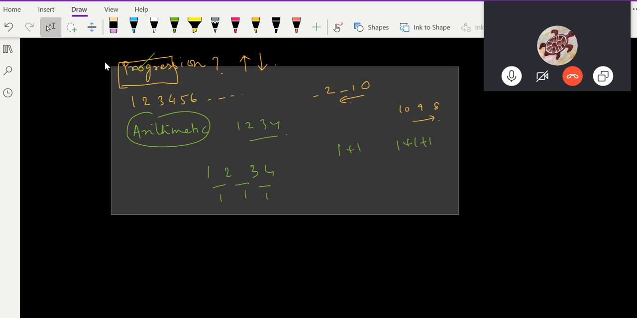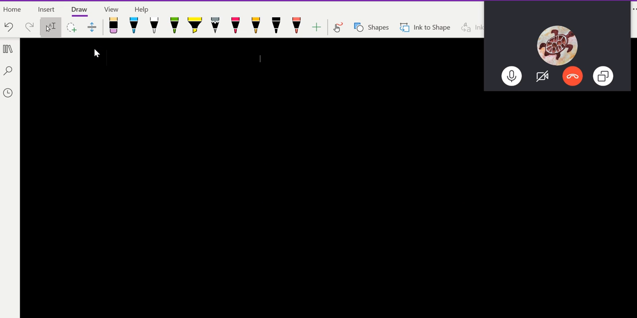Now, in general, what happens? We have a starting number. Let's say I have 1. Now I can add anything to it. I can add 1, 2, 3, 4, anything, right? So if I add 1, then it becomes 2. If I add 2, it becomes 3. If I add 3, it becomes 4. So I can have 1, 2, 3, 4, or I can have 1, 3, 5, 7, or I can have 1, 4, 7, 10, like this, right?